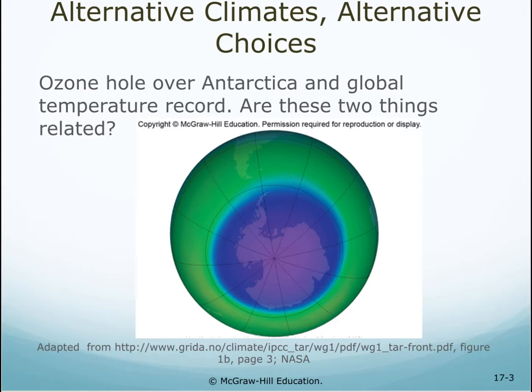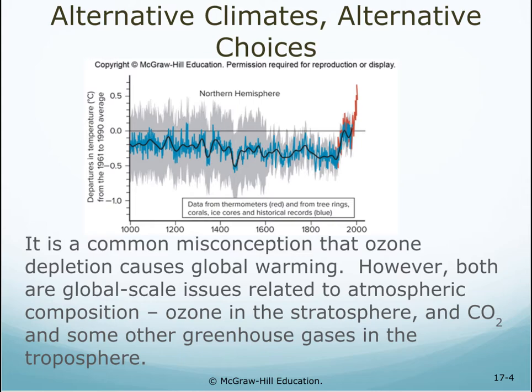Ozone hole over Antarctica and global temperature record. Are these two things related? It is a common misconception that ozone depletion causes global warming. However, both are global scale issues related to the atmospheric composition: ozone in the stratosphere, and CO2 and some other greenhouse gases in the troposphere.